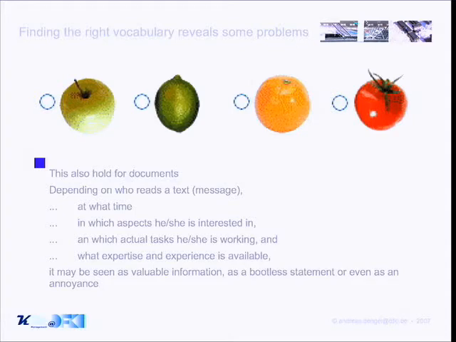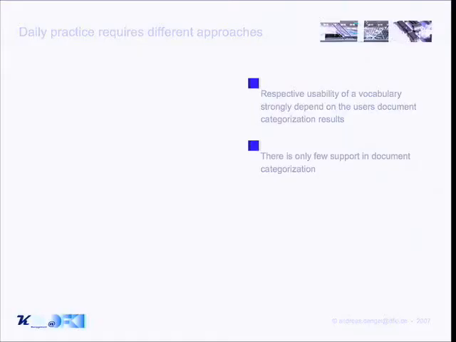So, coming back to some of my statements, to develop a kind of semantic web will be very hard because subjectivity is inherent in our thinking about contents. And therefore, we have to resolve the problem. The usability of a vocabulary strongly depends on the users, on how the users categorize information. And there is only little support today in companies to categorize information by objective means.